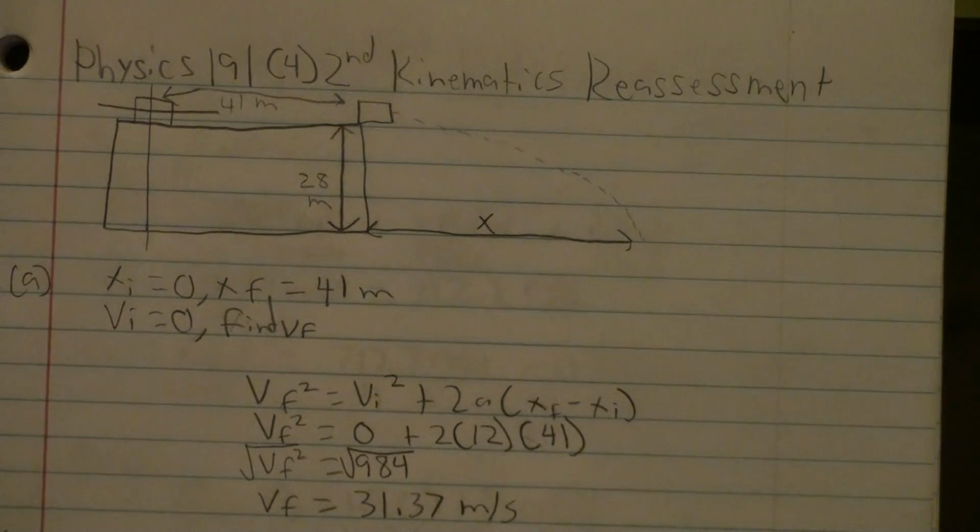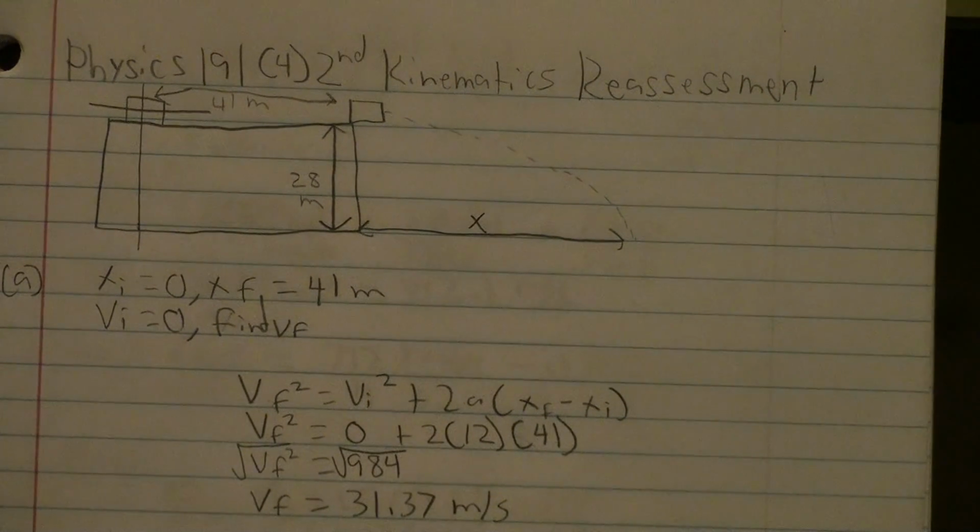Well, the first thing I did was draw a picture to illustrate what was going on in this question, so it's a little bit easier to see. And then from there, I did the initial x position as 0 and the final x position is 41 meters, and the initial velocity is 0, and what is needed to be found is the final velocity.